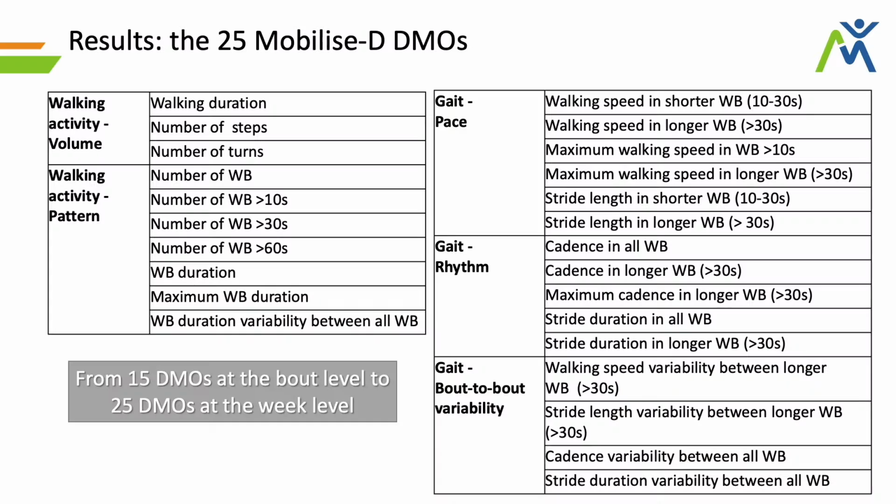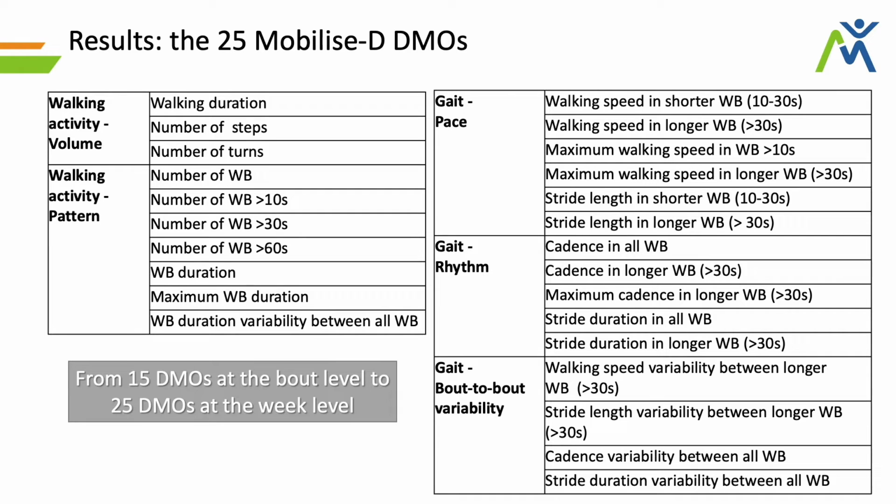When we observed this, we took the decision to select more than one aggregation method for some of the DMOs, because they may bring different clinical information. So at the end, from the original 15 DMOs that the technical validation study provided us, we ended up with a list of 25 DMOs at the week level that we hope represents real world.